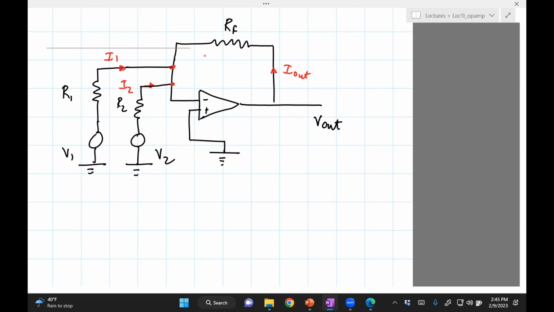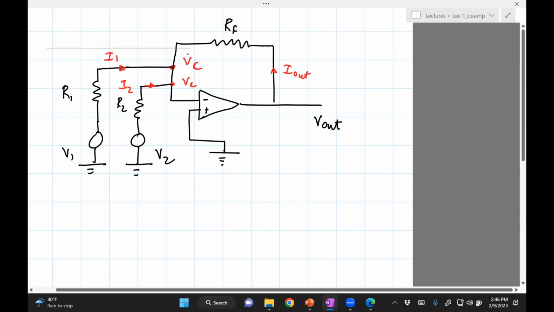Now this point and this point, since there is no resistor between those two points, those two points are essentially at the same potential. So let's just call that VC, which is the same as VC. The voltage there is the same. And I think we are all set to start writing the equations now.